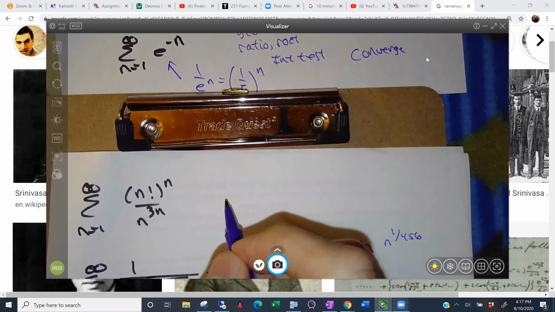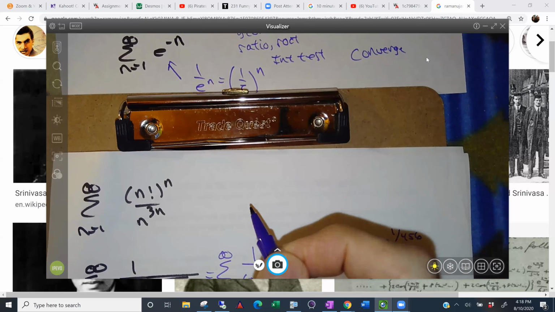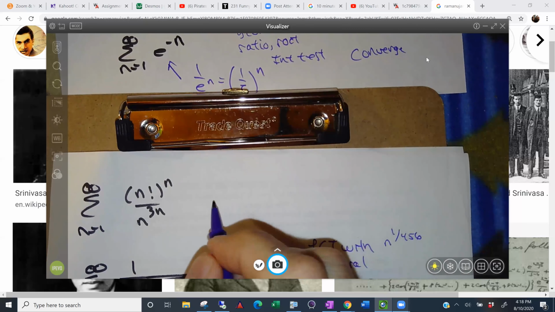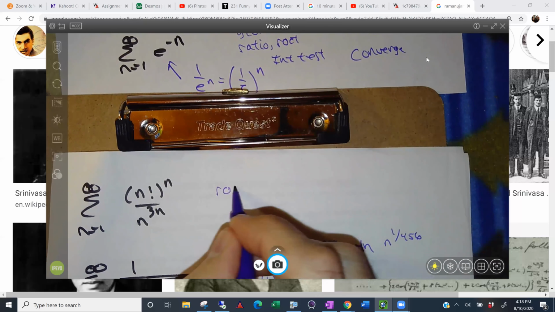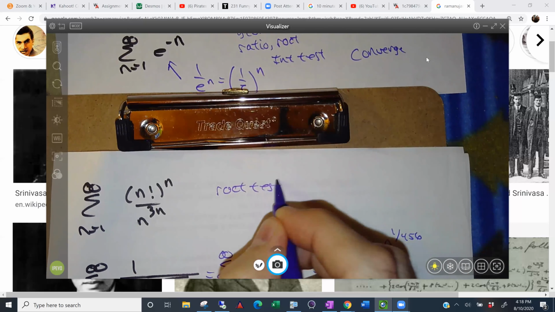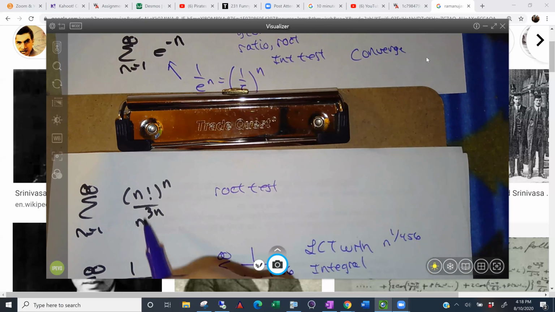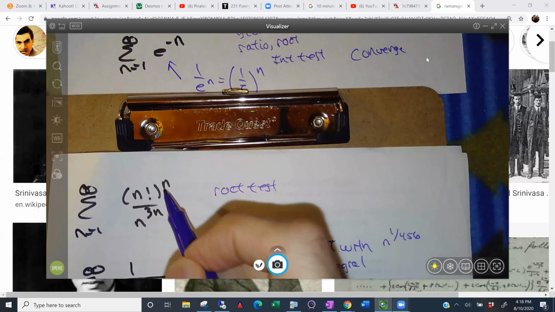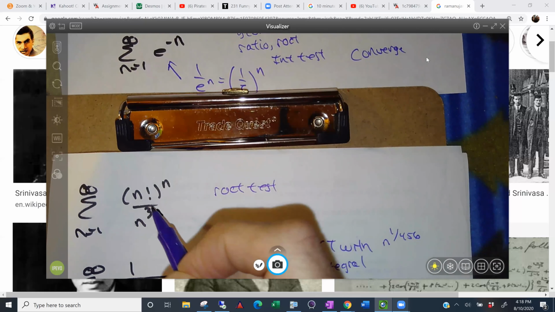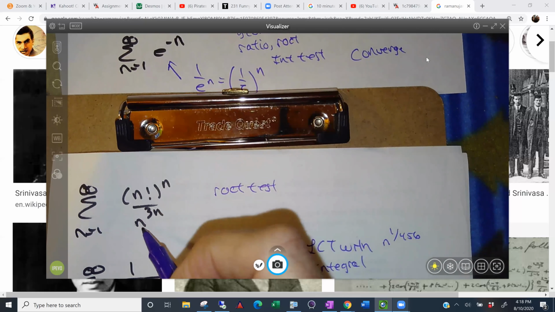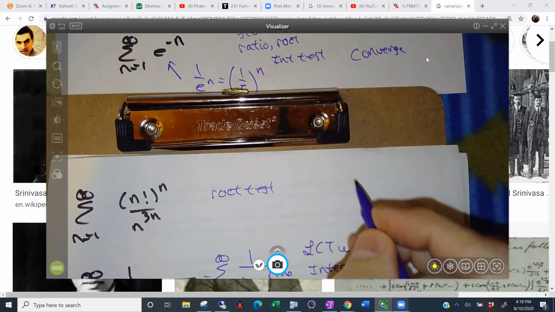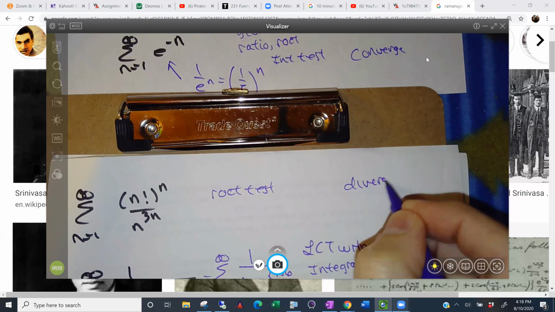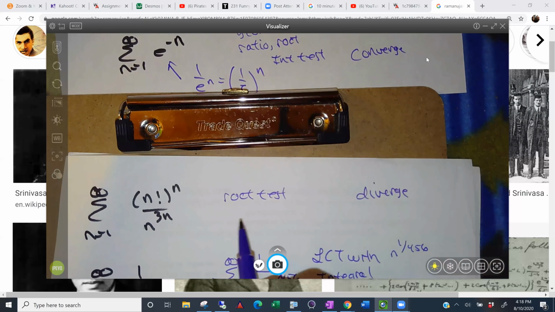Could you fiddle with it a little and use the root test? I think the root test might work. You'd have to change some stuff, but let's see. The root test would get rid of the n and the exponents, and then you'd be left with n factorial over n cubed. Factorial is going to grow faster than a polynomial, so that one's going to diverge. So yeah, I think the root test would work well.